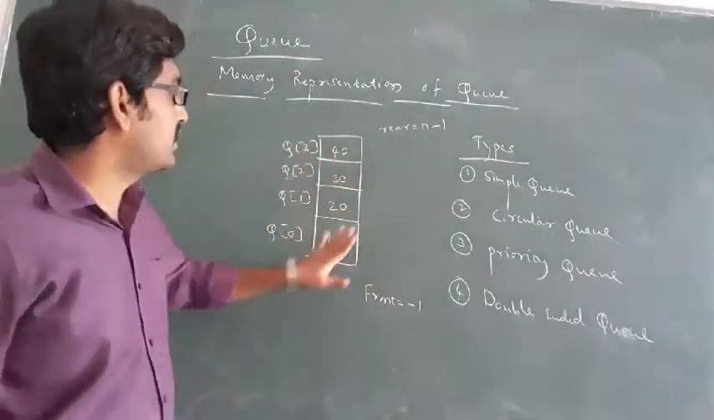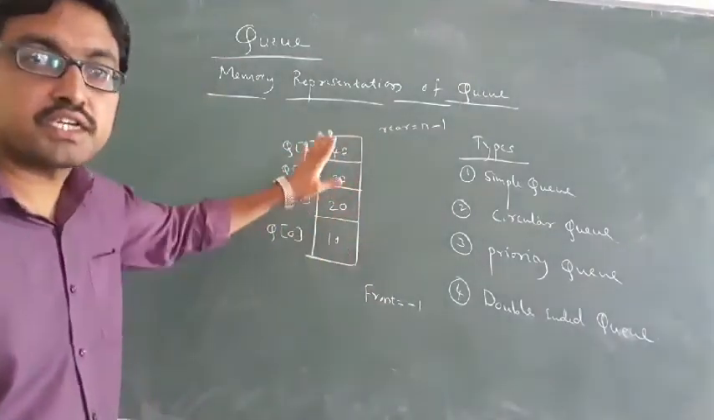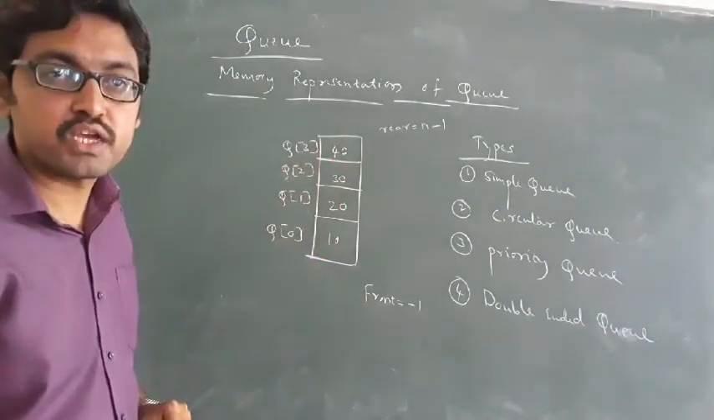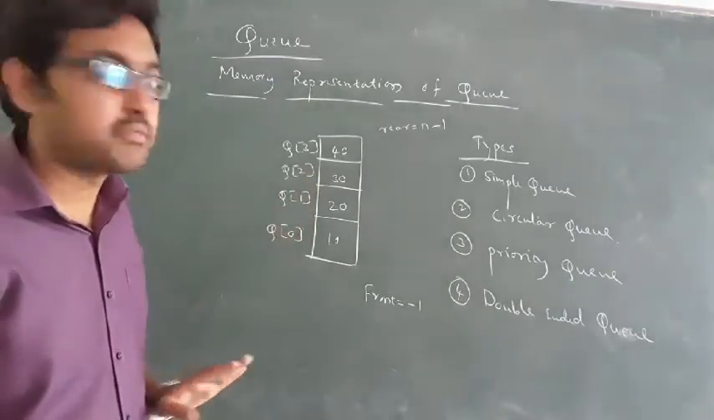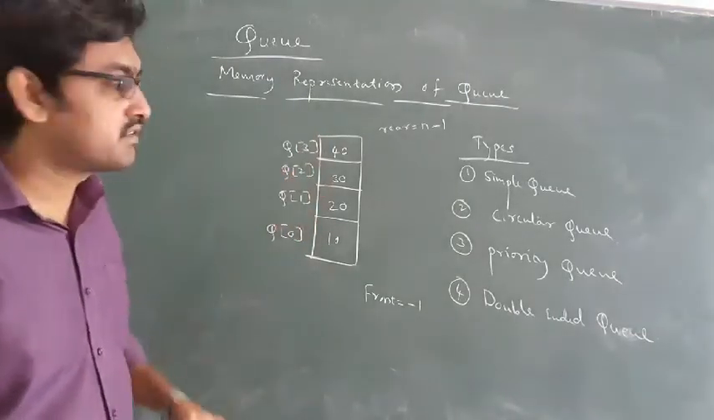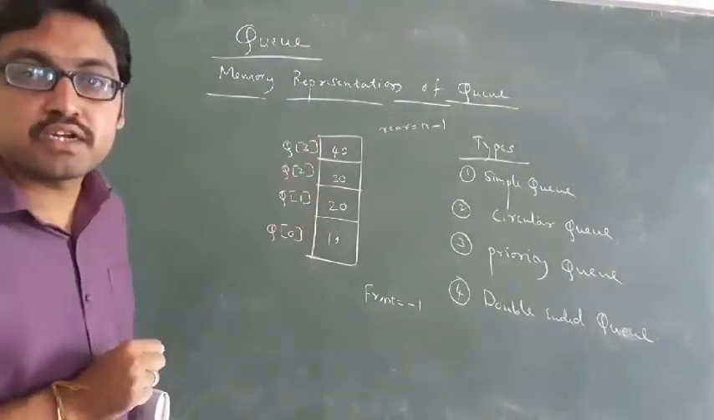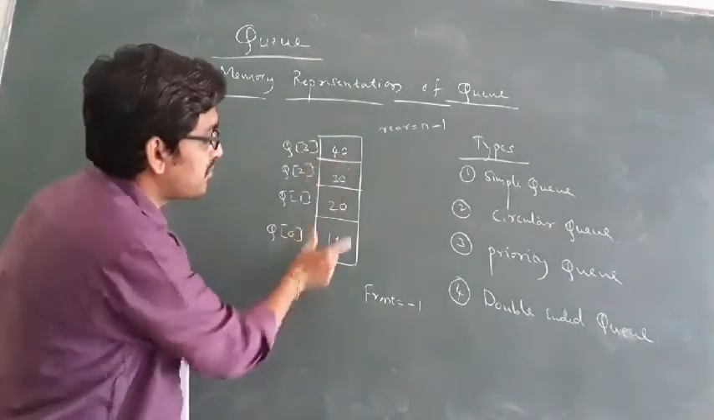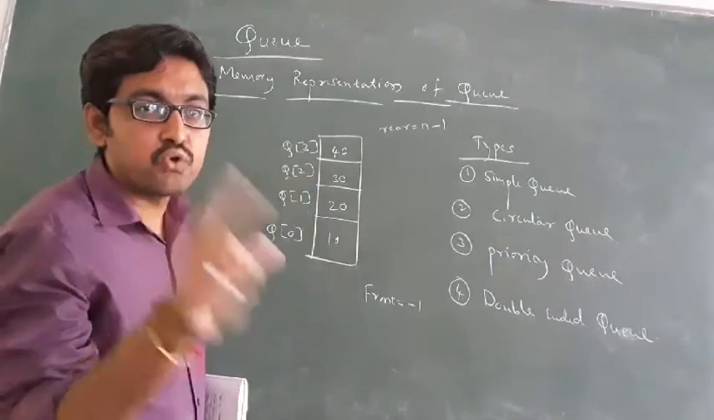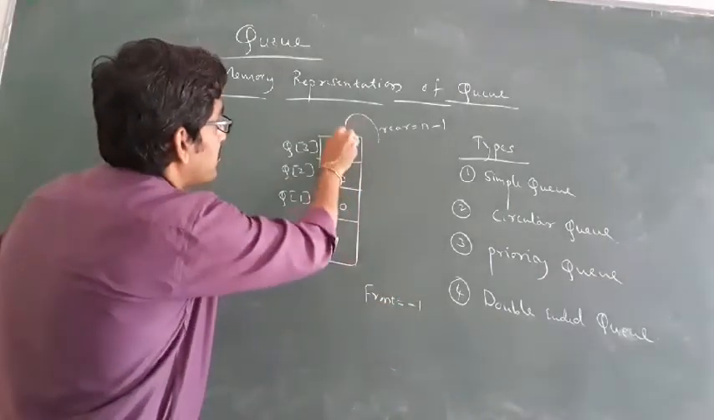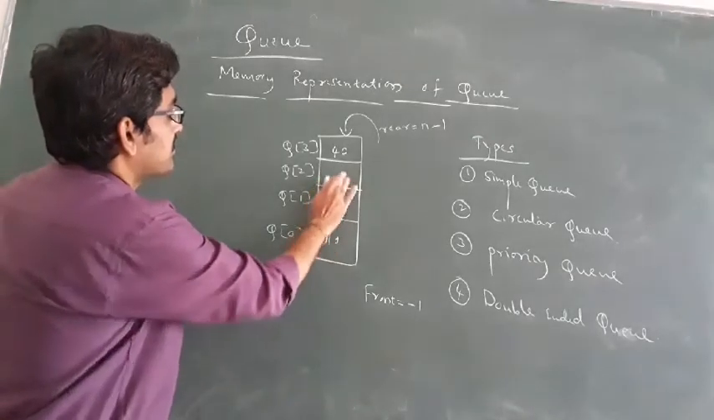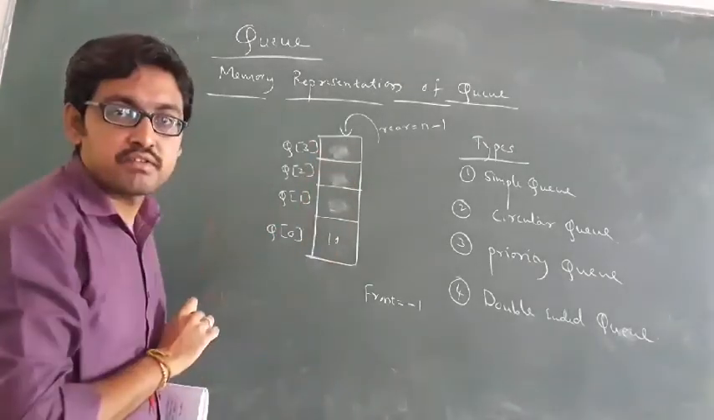First, this is one Q. I am inserting 4 elements, one by one. So first, how to insert an element? You know it is a Q of n elements. You can insert an element from the rear end. First I am inserting 10.